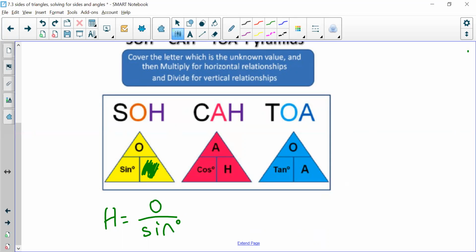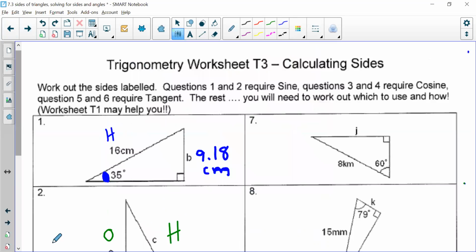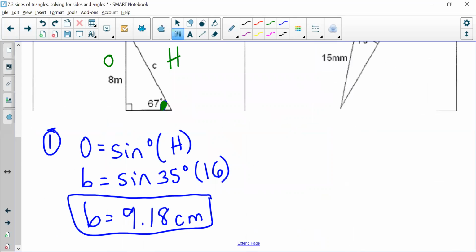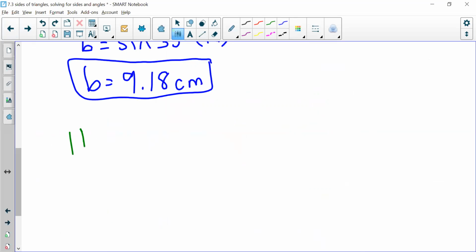I covered up the H. These two remaining variables, if they are vertical, you divide. Top and bottom means divide. So I have H equals O divided by sine of my angle for number 2. H is equal to O divided by sine of my angle.